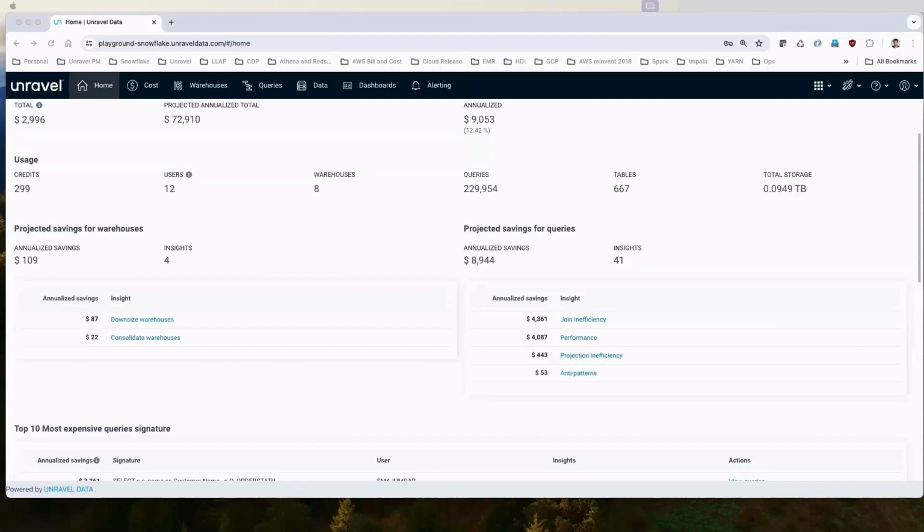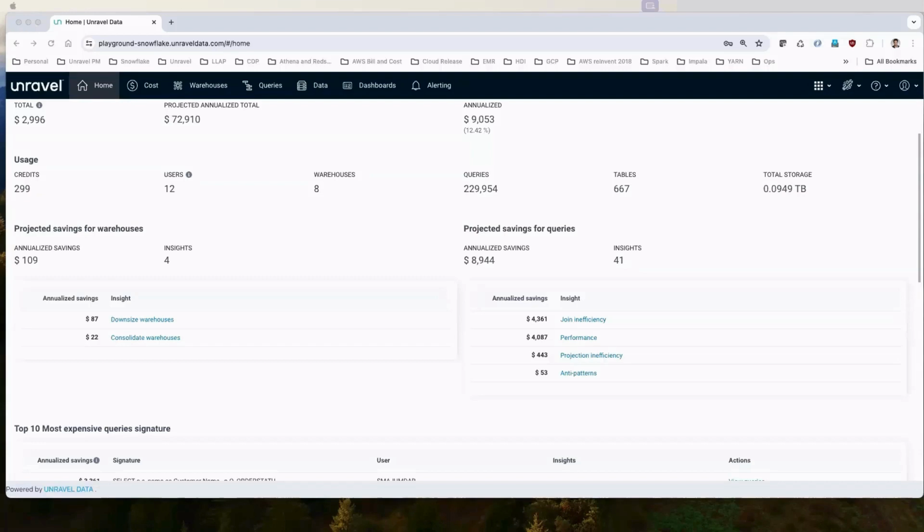On the query side, we have about 30 SQL insights in different categories, such as join inefficiency, performance-related insights such as not pruning partitions, slow operator, etc., projection inefficiencies such as select star, and anti-patterns that could lead to poor performance or high cost.